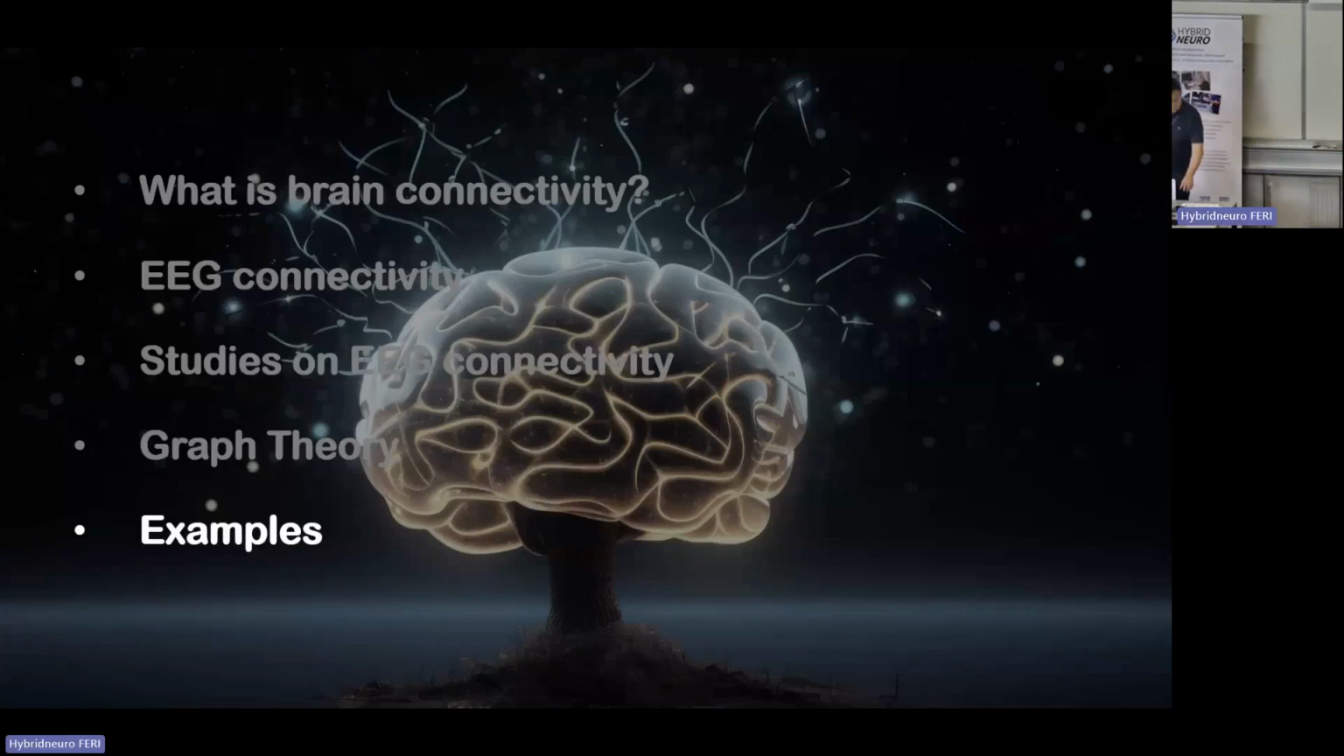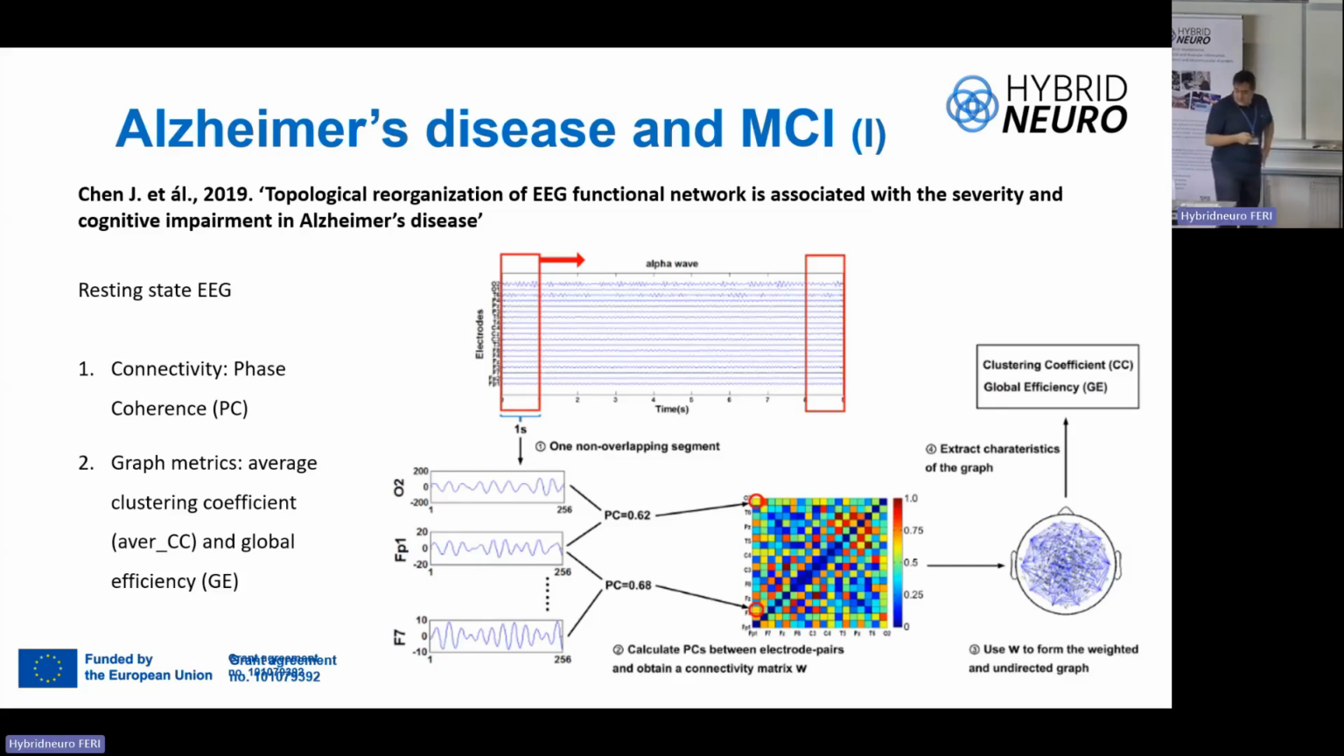And we finish with some examples of graph theory. This is an article related to Alzheimer's disease. In this case, we have epochs of 1 second, and we calculate phase coherence, related to the coherence according to the phase. Again, we have the matrix. In this case, the weight value is a color, and we also have topographic plots if we want. And then we calculate the clustering coefficient and the global efficiency.